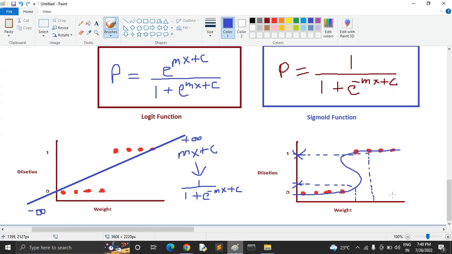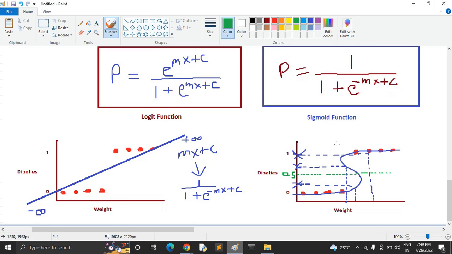Okay, so given the weight now, you are able to get the probabilities of what are the chances for yourself of getting diabetic. Not only that, when it comes to logistic regression, guys, logistic regression by default sets a threshold of 0.5. So if the probability value lies above 0.5, the patient will be considered as diabetic. If the probability value lies below 0.5, the patient will be considered as not diabetic.